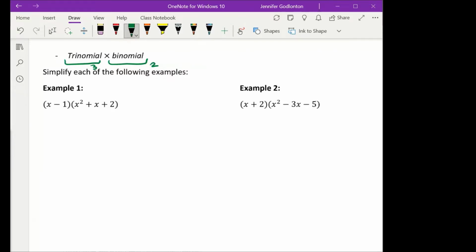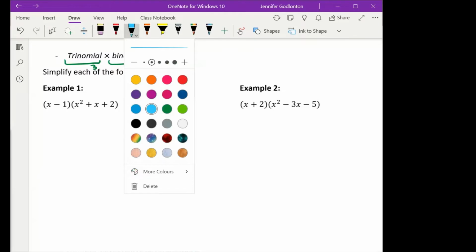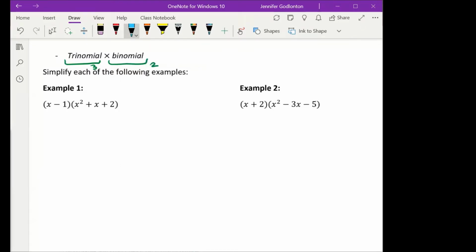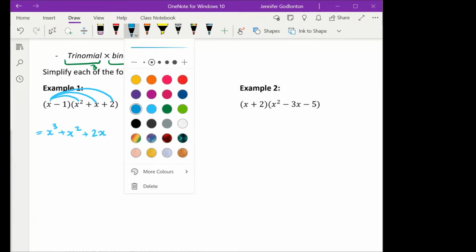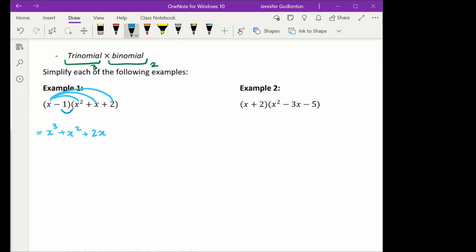So if I'm looking at this first question, we follow the same rules as we do with a binomial times a binomial, where we said everything has to be multiplied by everything. So this x has to be multiplied by all 3 of those terms. So x times x squared will give me x cubed. We have to be very careful of exponents. X times x gives us x squared, and x times 2 gives us 2x. Then we do the same for the -1. So -1 times x squared will give us negative x squared. -1 times x will be negative x, and -1 times 2 will be -2.